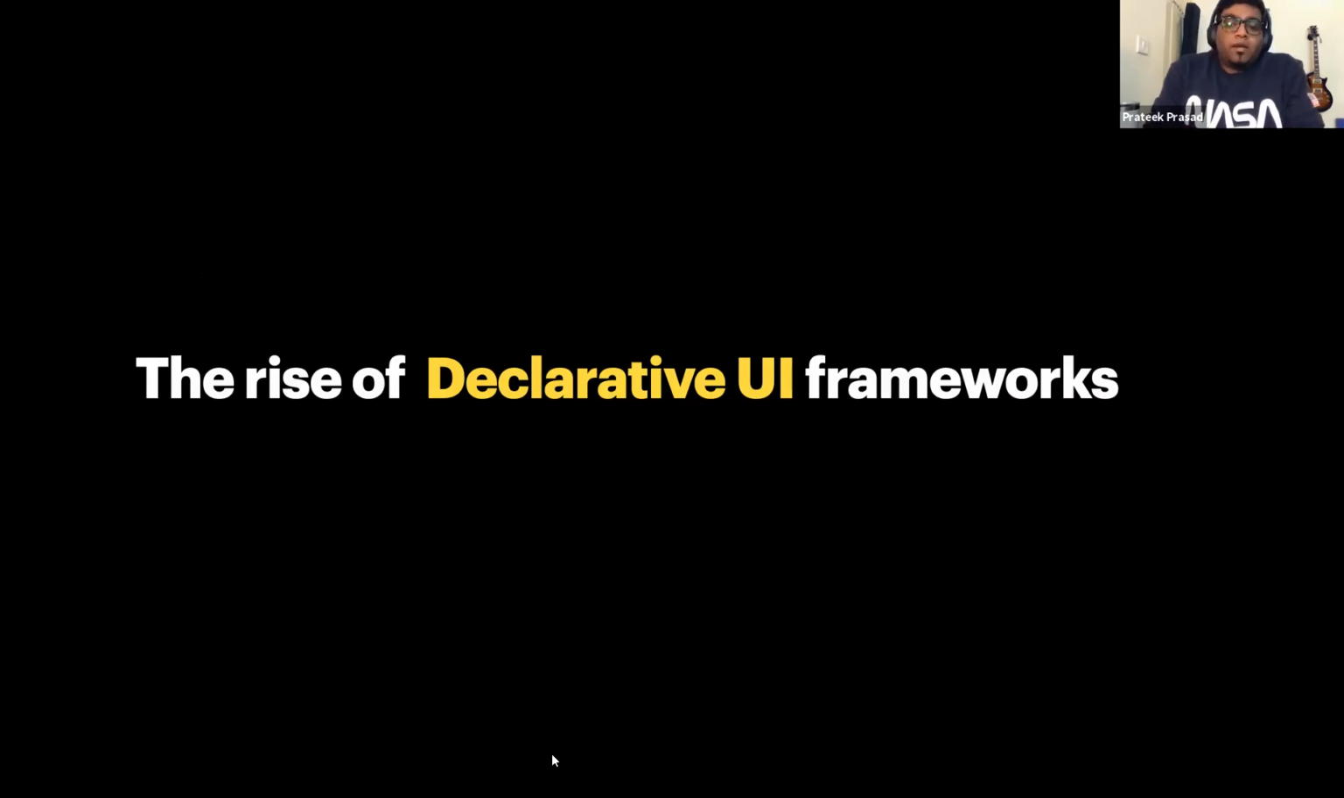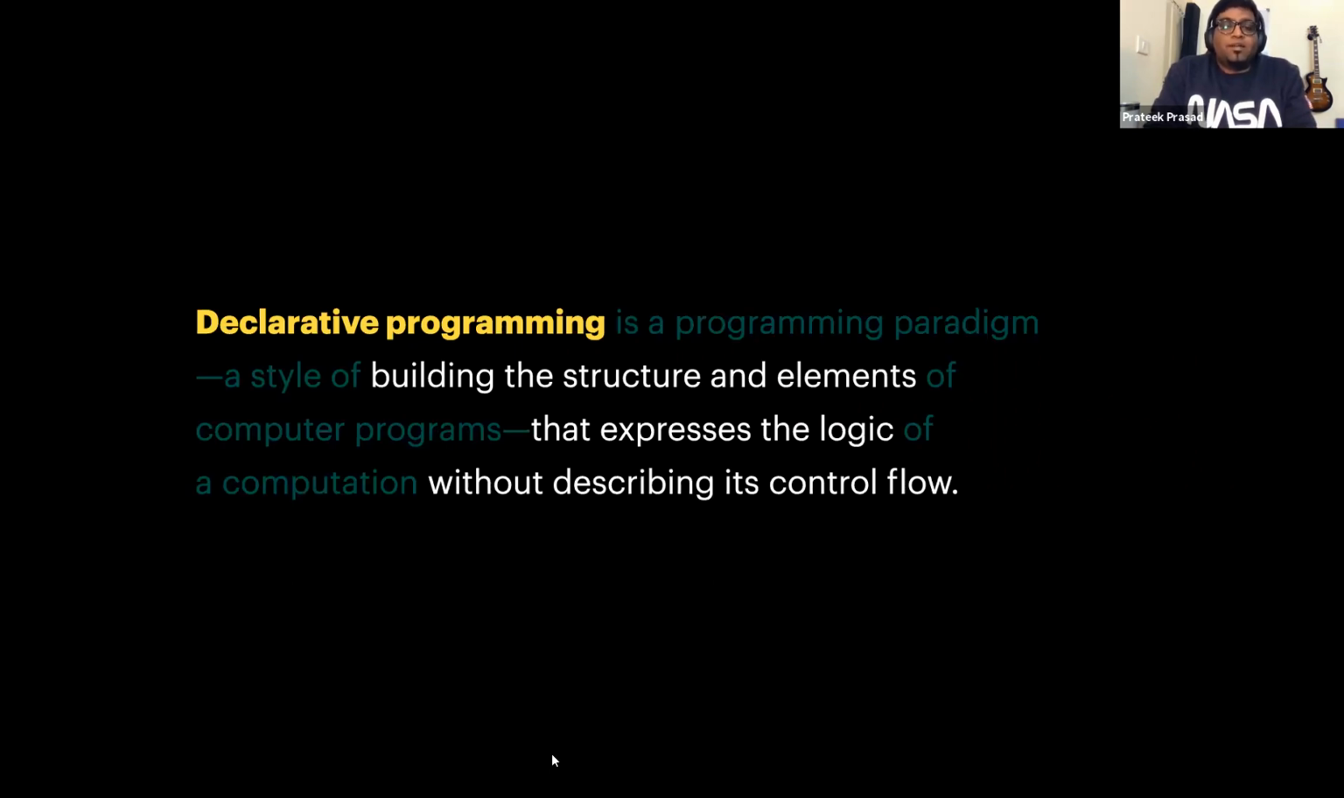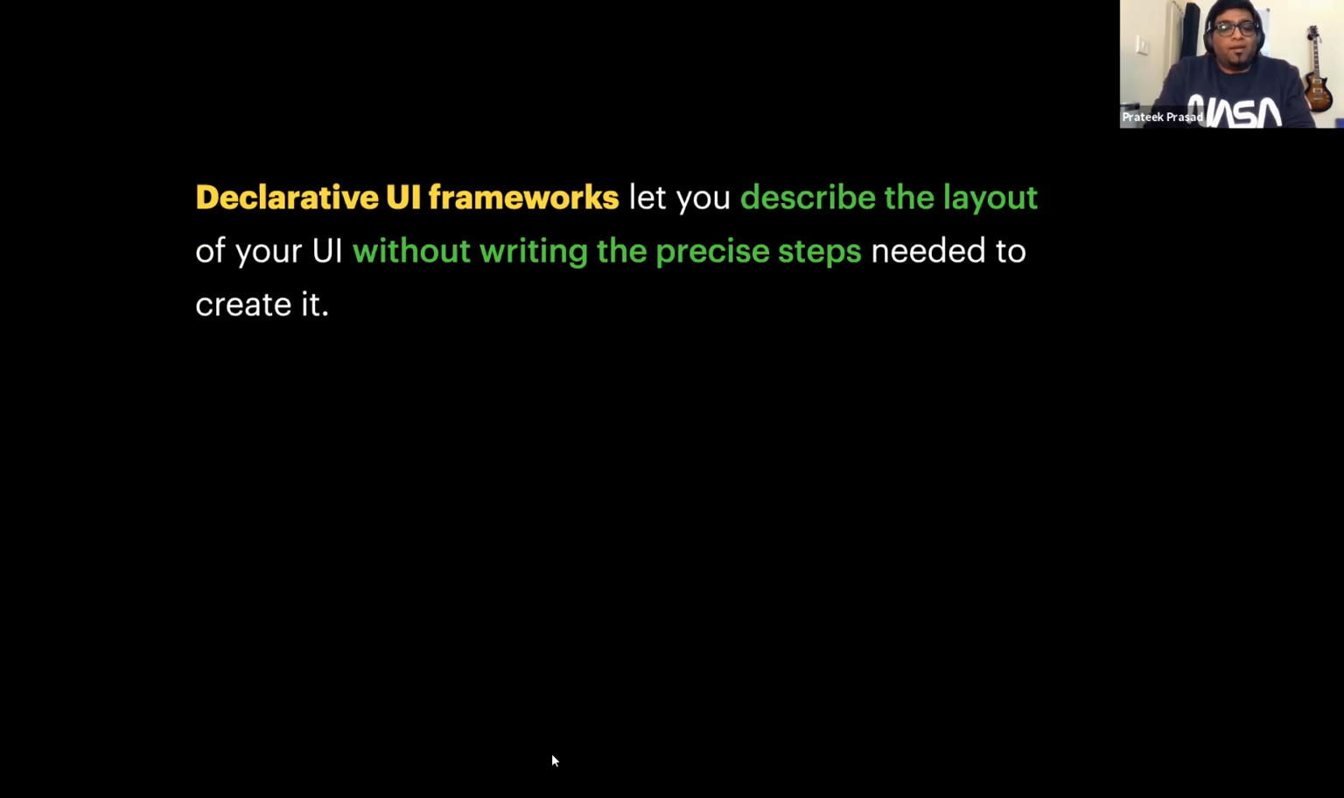But before going into declarative UI frameworks, it will be beneficial to understand what declarative programming is about. So declarative programming is a programming paradigm, which is a style of building the structure and elements of a program that expresses the logic without describing the control flow. And the stress here is on building structures by describing their flow and logic and letting the compiler figure everything else out on its own. So declarative UI frameworks draw on that same idea by letting you describe your UI without the precise drawing steps, and then it lets the framework figure out the exact steps to build it.